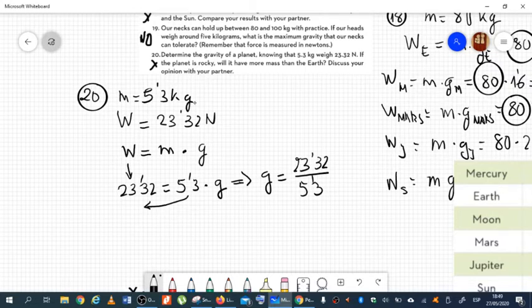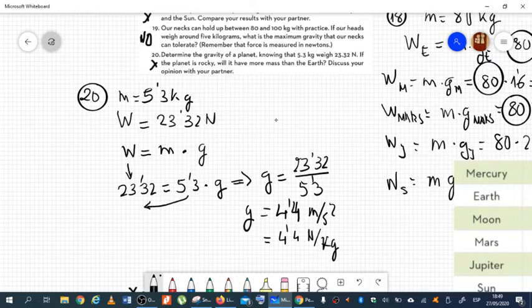23.32 divided by 5.3 is equal to G. On this planet, sorry, G is 4.4. You can say meters per second square because G is an acceleration, or you can also write 4.4 Newton divided by kilogram. Okay? Both units are the same.